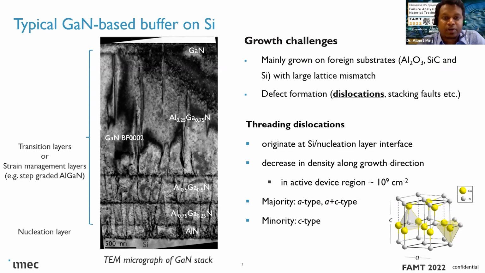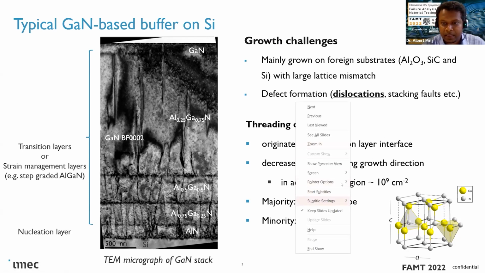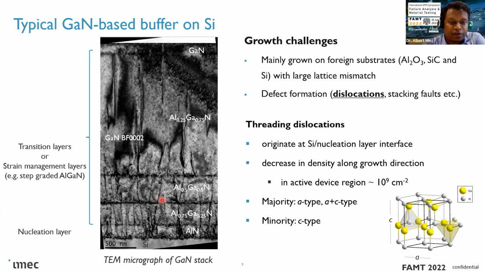At imec, we are working mainly on the silicon 111 substrate, and one downside of this is that it induces a lot of defects, for example, threading dislocations and stacking faults. What you're seeing here on the left side is a TEM micrograph of a typical GaN-based buffer stack on silicon. This is something we need even before we can grow active device layers.